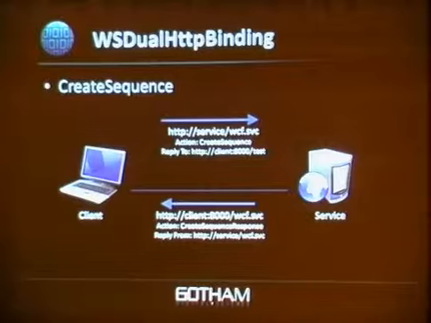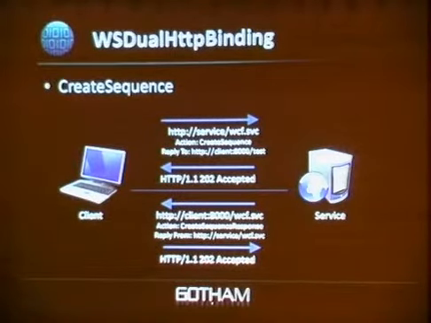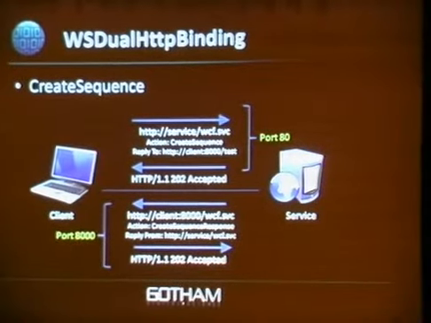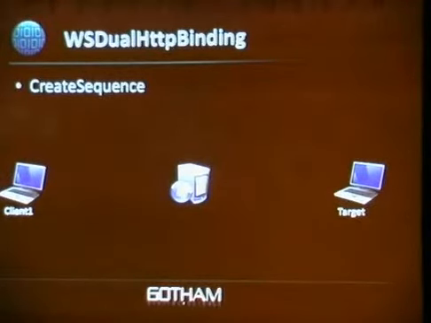The service is then going to open up a new conversation to the client and send a create sequence response to that port. And again, this isn't a response to my request. This is a separate request that's being initiated by the service. It's then going to respond back to the client with a 202 accepted in response to the create sequence request. And then the client is going to send a 202 back to the service. So the important thing to note here is that there's two completely separate conversations going on. One is between the client and the server going over port 80. The other one is between the server and the client going over whatever port the client has opened up for this purpose. So that's how it's supposed to work.